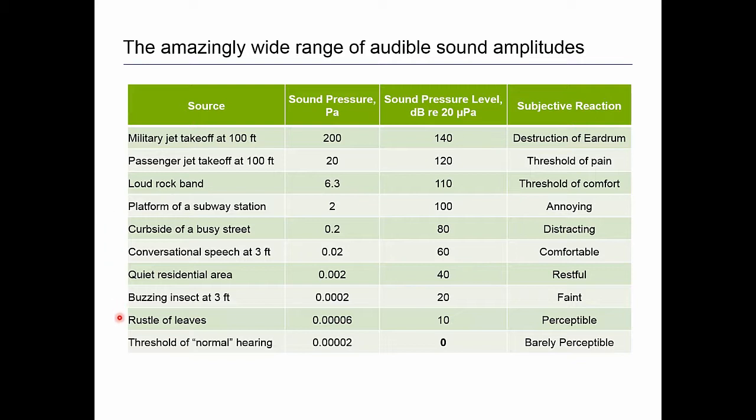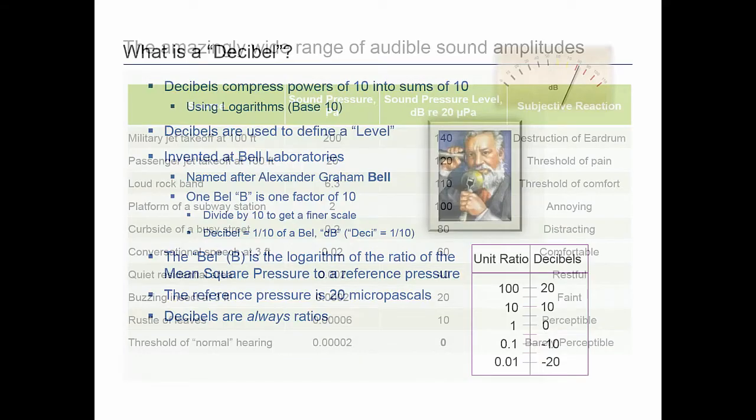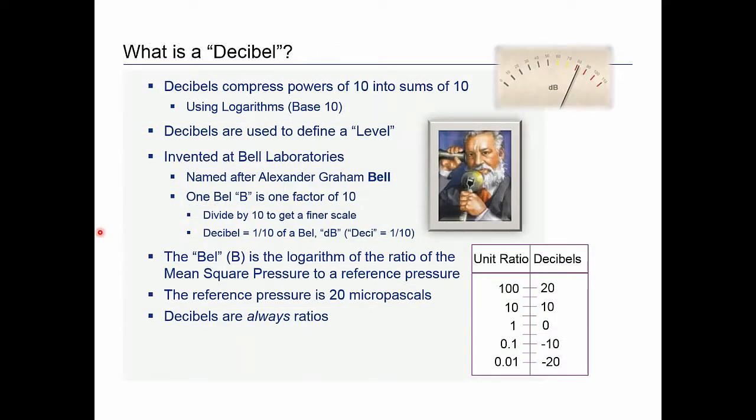What's important to note here is that the amplitudes cover a range of over 1,000,000, from 20 micropascals all the way up to about 20 pascals. And a pascal is a tiny fraction of atmospheric pressure, as I was referring to earlier. So that brings us to the question, just what is a decibel?